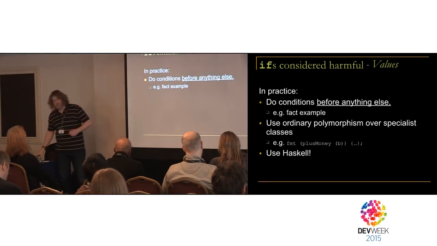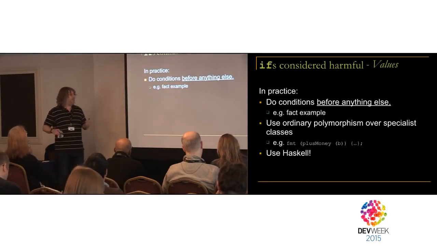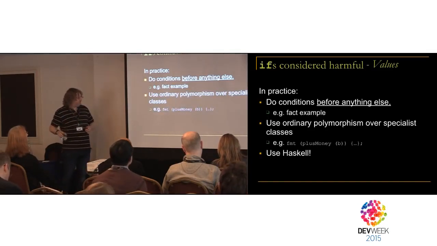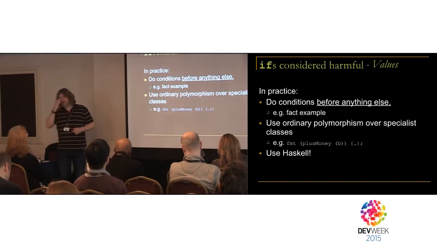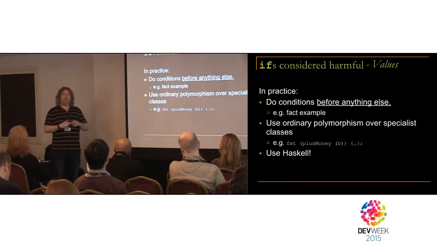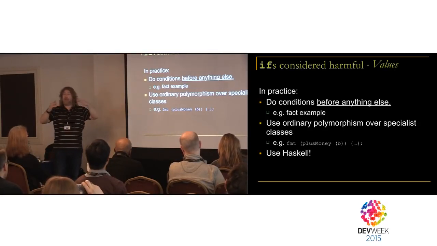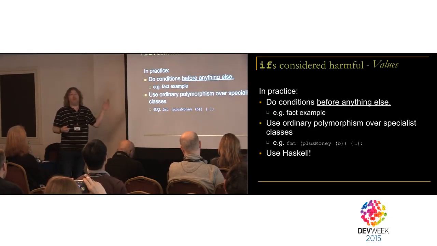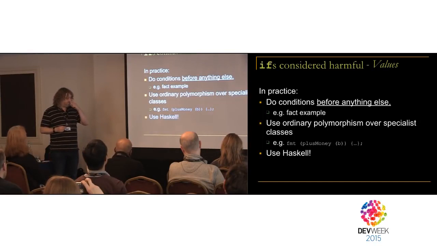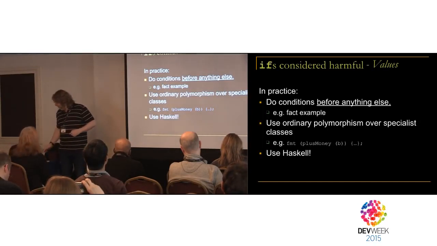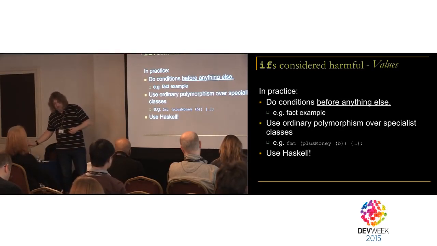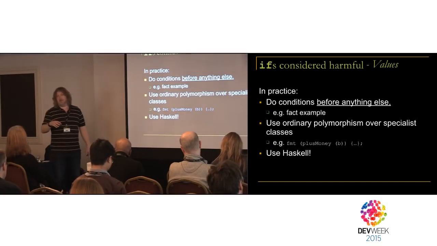So here's the recommendation. You do the condition before anything else. You do it with switches rather than with ifs. You can alternatively use ordinary polymorphism. You can create specialist classes. Here we've got an example of plus money. Remember we had the money examples before. So here we're saying, create a special plus money class which will only construct if it's a positive number. Or use a language which is designed for the job, like Haskell or F#, because they will actually help you quite a lot. F#, incidentally, does this naturally and couples to C#. You don't even have to think about it.